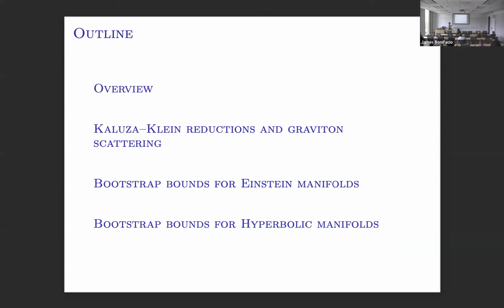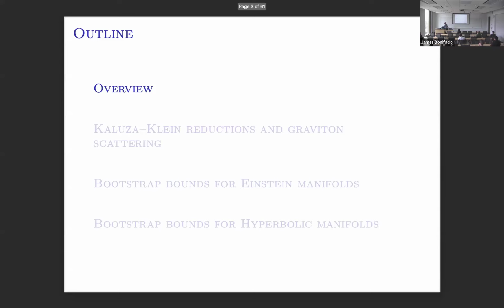I'll give some overview. Then I'll talk about Kaluza-Klein reductions in graviton scattering. Then I'll talk about bootstrap bounds for Einstein manifolds. And at the end, I'll talk about bootstrap bounds for hyperbolic manifolds. So these first two sections are work done with Hinterbeckler, and the last section is work either on my own or with Mazach and Pao. So let's start with this overview.